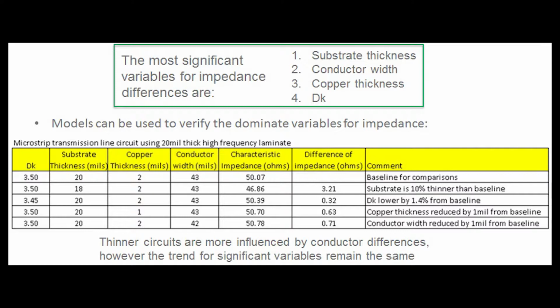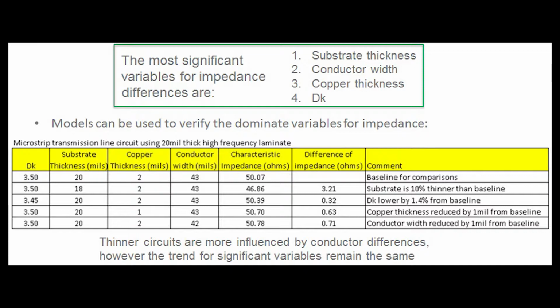And what I did was I started off with a material with a dielectric constant of 3.5. The substrate thickness is 20 mils. Overall copper thickness is 2 mils. The conductor width, 43 mils, and that gives me a characteristic impedance of roughly 50 ohms, 50.07. So that's my baseline, and now I'm going to make some comparisons to that.